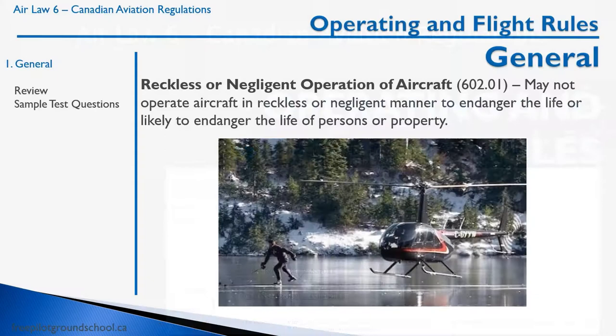Okay, let's begin our lesson with pretty much the number one rule in the Canadian Aviation Regulations. CAR 602.01, reckless and negligent operation of an aircraft. You may not operate an aircraft in a reckless or negligent manner to endanger the life, or likely to endanger the life, of persons or property. So this is kind of a catch-all regulation: whenever you act in such a manner, beyond just breaking a regulation, that you've endangered somebody's life or it was likely that you were going to, there is a regulation for that.